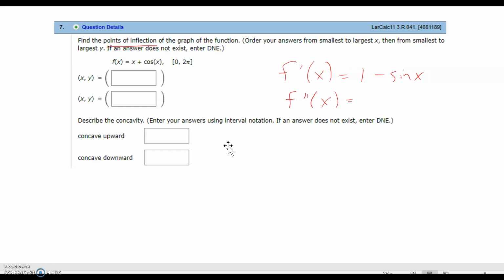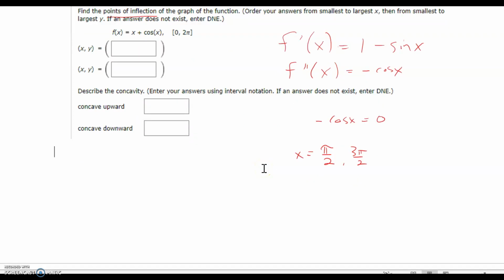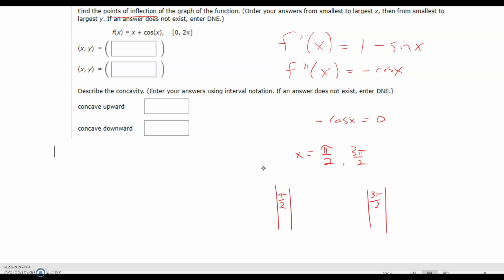So I'm going to take the second derivative, which would be negative cosine x. And then if I set that to 0, negative cosine x equals 0. We know that the cosine equals 0 at pi over 2 and 3 pi over 2. Okay, so those are my possible inflection points, not critical numbers. Possible inflection points, that's where the second derivative is 0. So I could break up my given values for x at these 2 possible inflection values for x.